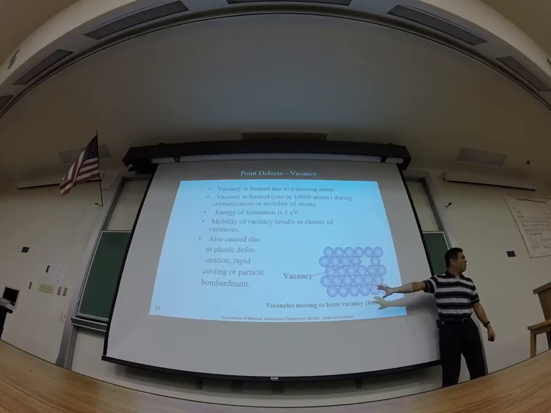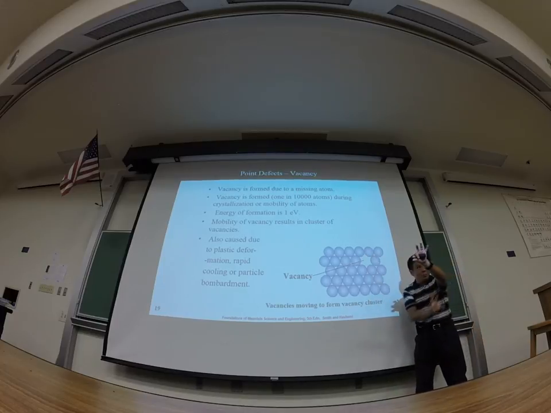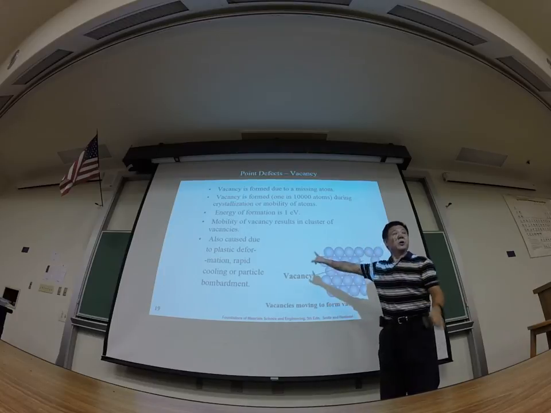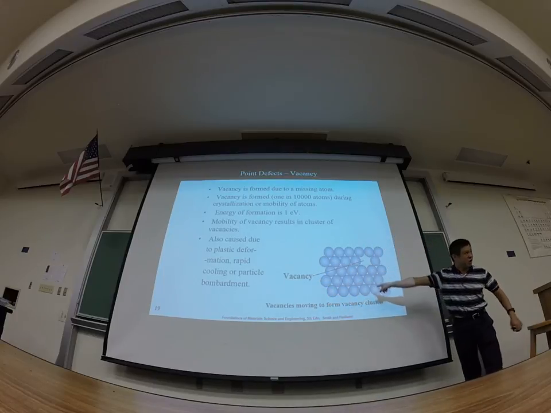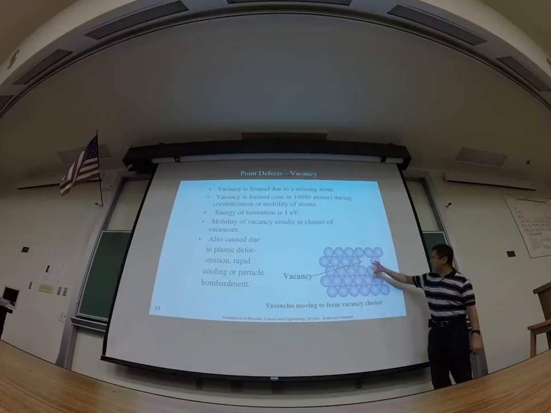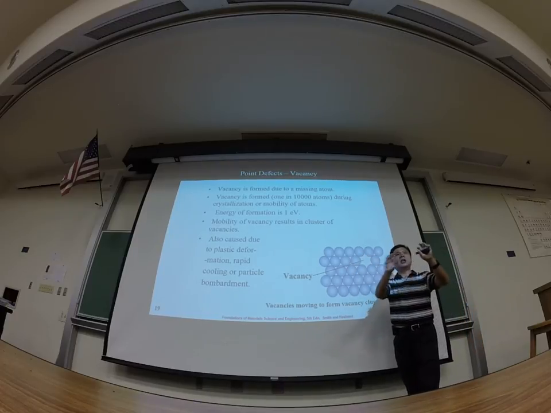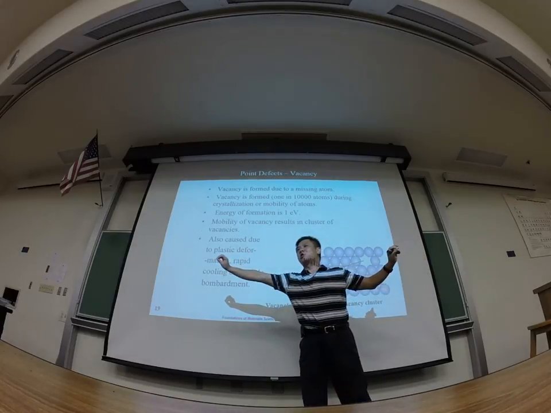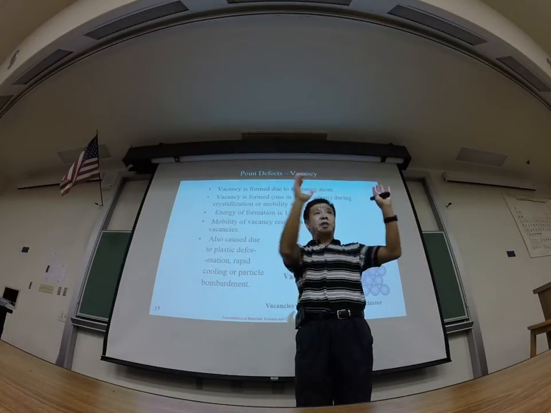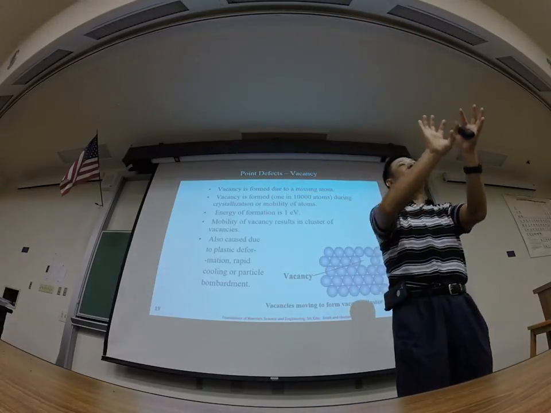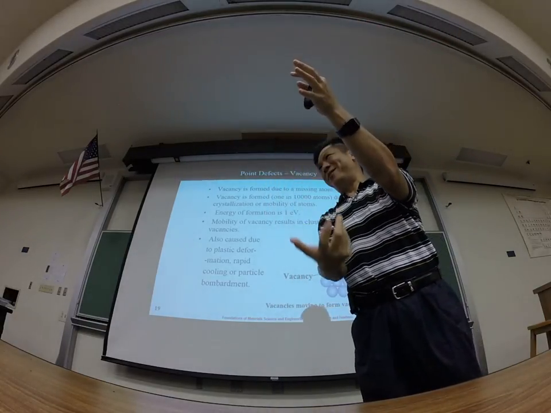So therefore, the neighboring point vacancies can move together because of diffusion, which we are going to talk about in chapter 5. Okay? So when some of the neighboring point defects connect together, they could form line defects. Or if a lot of these point defects accumulate in a small volume, you could get a three-dimensional void there, right?